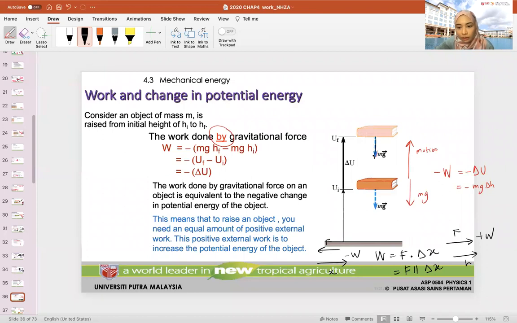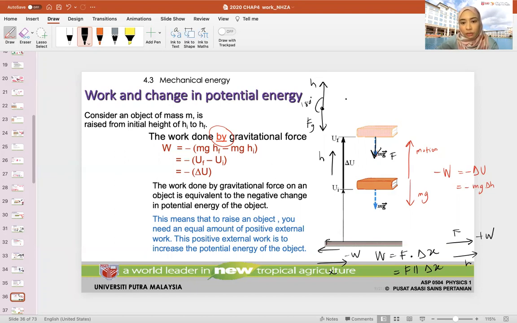So my mg is going down. That is my force, the gravitational force. However, I am bringing it up by h. So the force is downward, h is upward. If I draw it from a single point of view, this is my gravitational force and this is my h. They are in opposite directions, so the angle between them is 180 degrees.